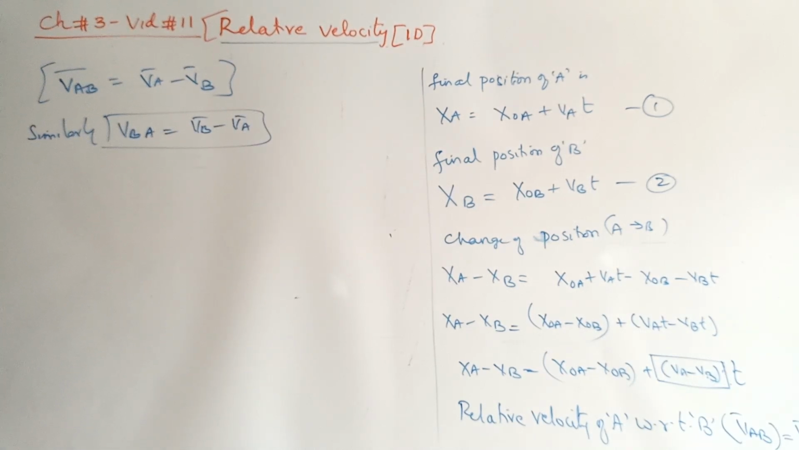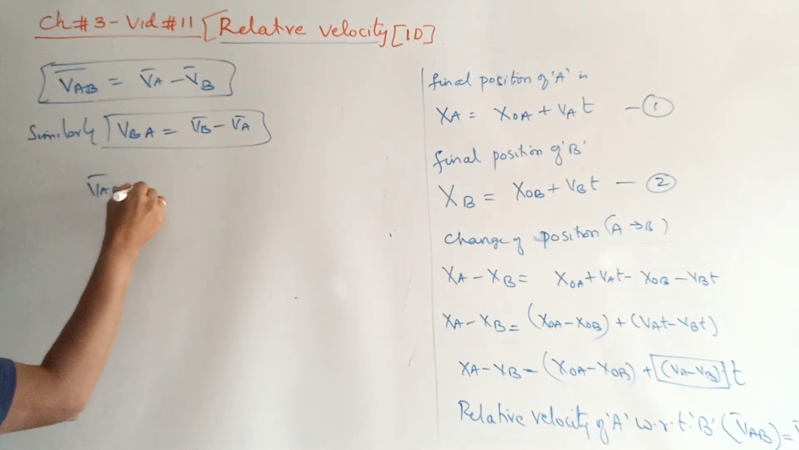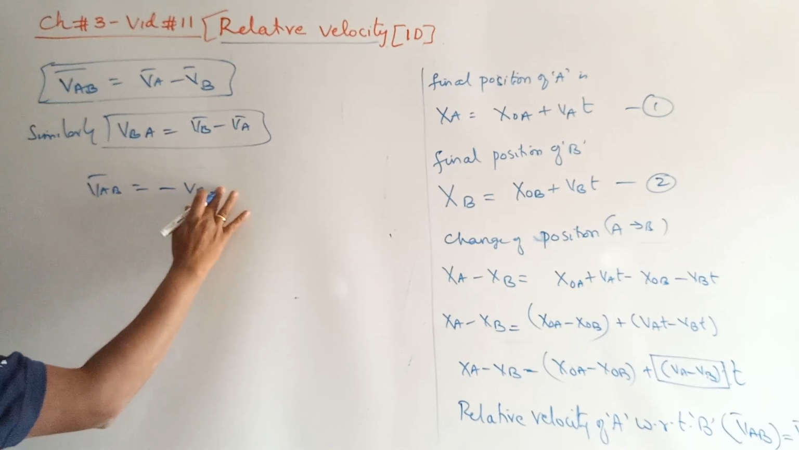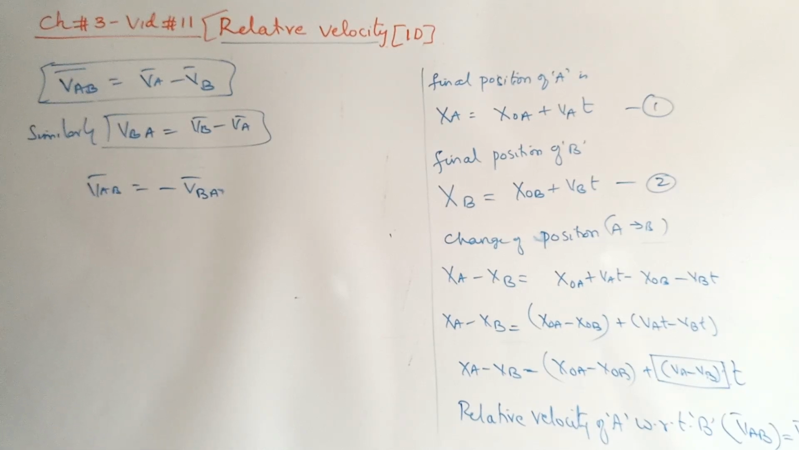Relative velocity means comparison of one velocity with respect to the other, or understanding the magnitude of velocity from different kinds of observations. These are the two formulas you should remember, and I'll give you different ways to understand this. Velocity of A with respect to B is velocity of A minus velocity of B. Velocity of B with respect to A. Clearly, can you now say that velocity of A to B would be equal to minus velocity of B to A? What is the meaning of that?